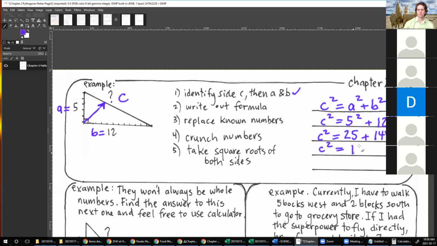25 and 144 is 169. And this is where a calculator would be really helpful. You can take the square root of both of them. So this gives you C is equal to, and the square root of 169 is 13, because 13 times 13 is 169. So this side is going to be 13 long.